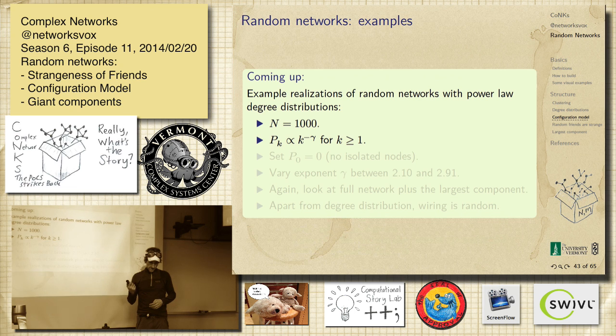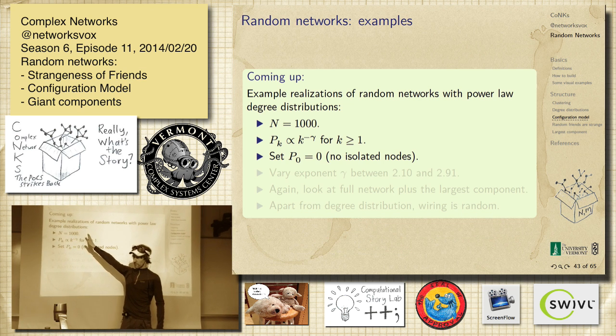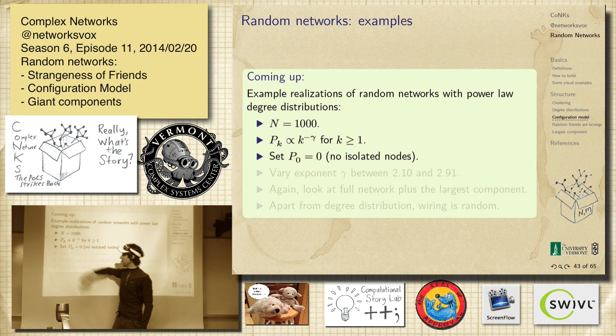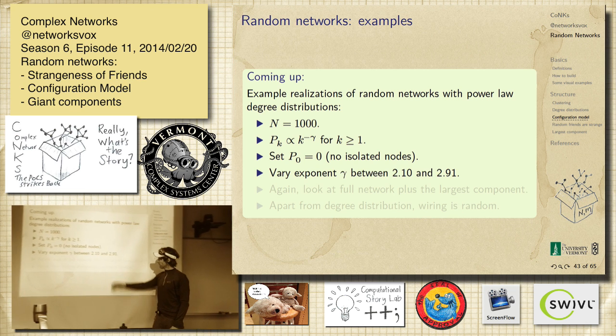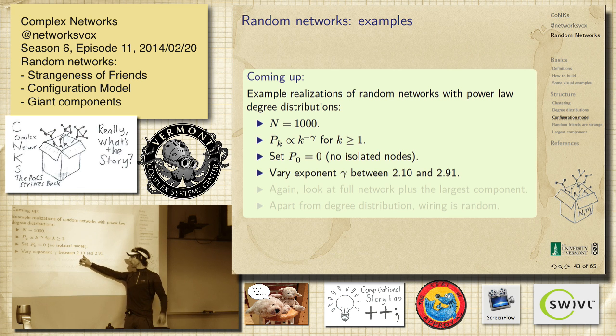All right, so 1,000 nodes, just to give you another picture of these things. The decay is going to be minus gamma, exactly, right? So there are no isolated ones. Just none of them, because this also wouldn't make sense for that. And then we'll vary the exponent across a small range. So this is a range that, if the POX people will know, your mean is finite, your variance is infinite, right?